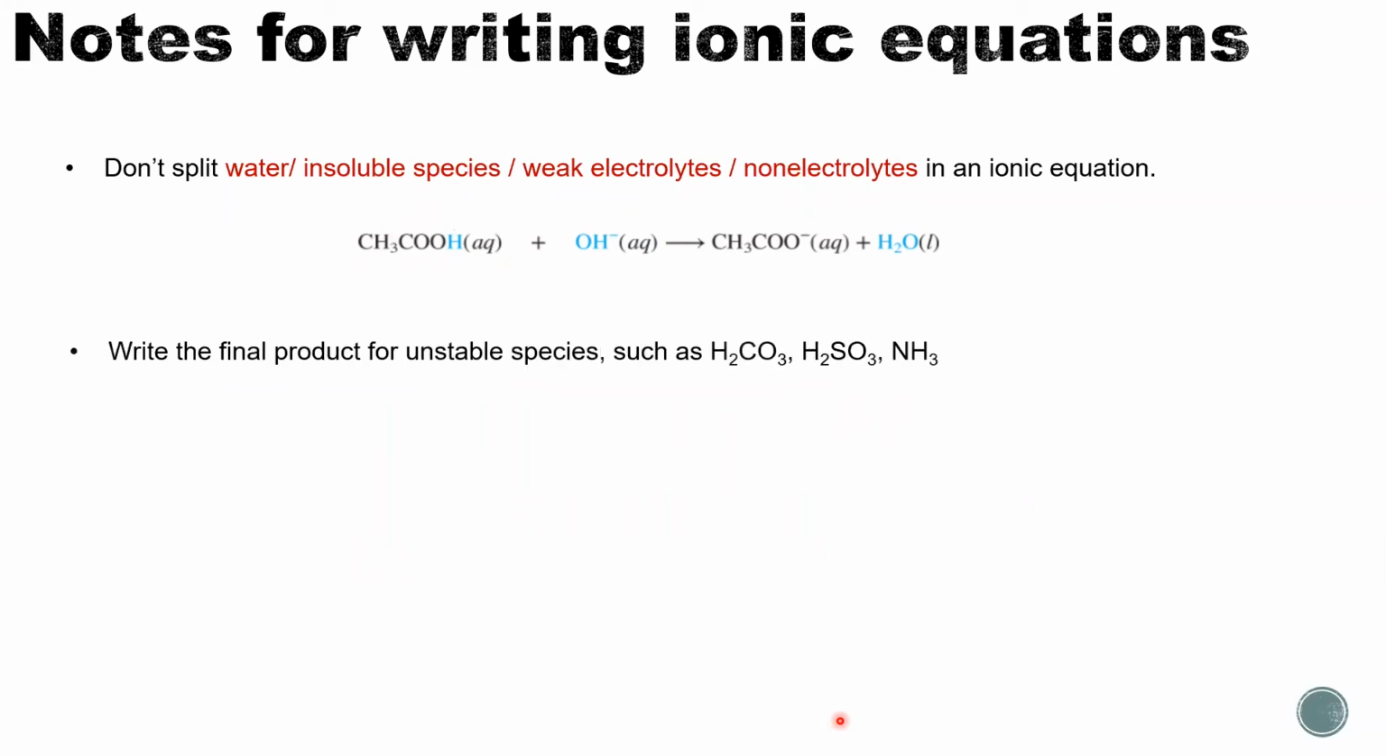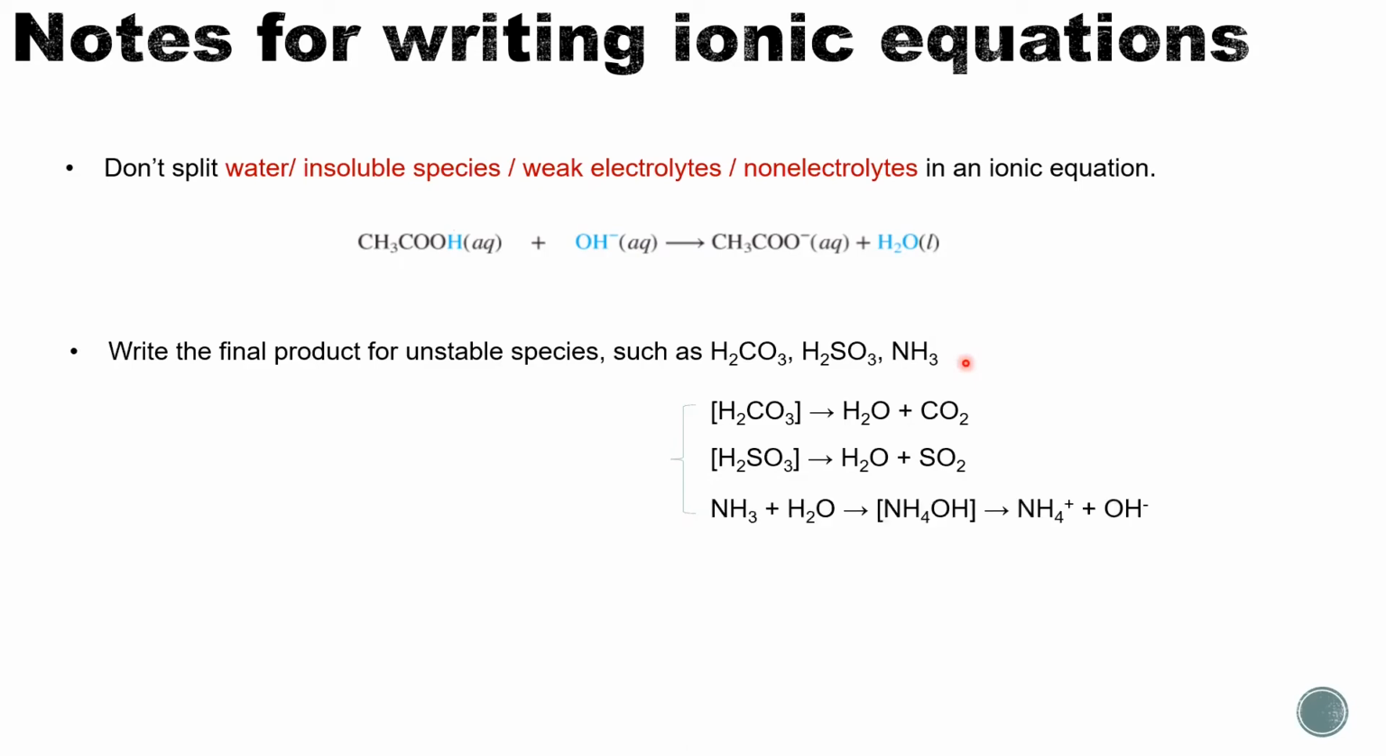Also, you need to write the final product for unstable species, such as carbonic acid, sulfurous acid, and ammonium. Carbonic acid is unstable and can produce water and carbon dioxide. Sulfurous acid is also unstable and can produce water and sulfur dioxide. Ammonium is not a base by itself, but it can react with water and form ammonium hydroxide, which is actually a weak base.